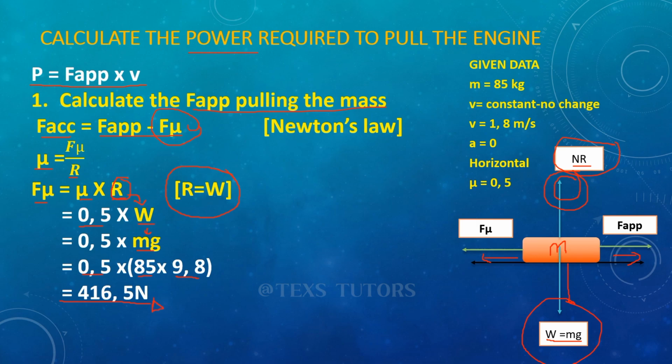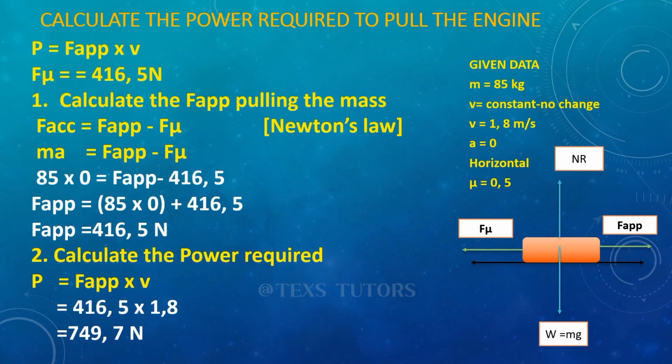So please make sure you remember that the formula to calculate the coefficient is the frictional force divided by the normal reaction force. And when the forces are in balance, the normal reaction force going up equals the weight coming down. We have calculated my frictional force. We should now be able to calculate the force applied that is acting on this object.